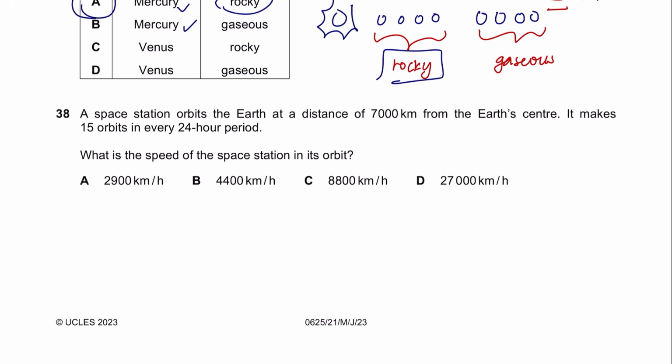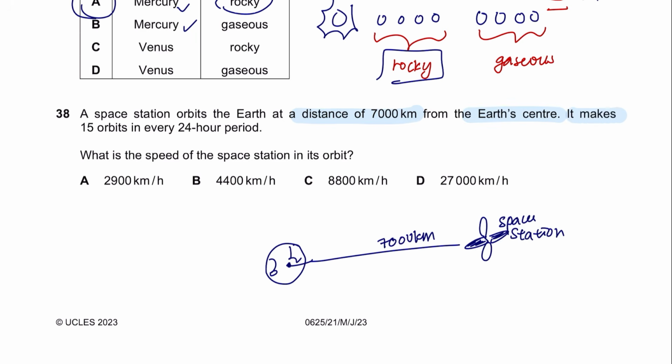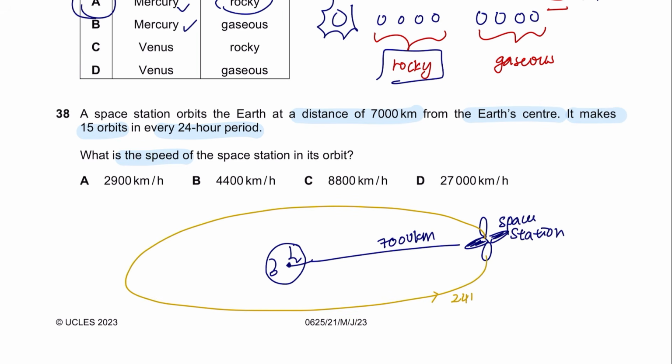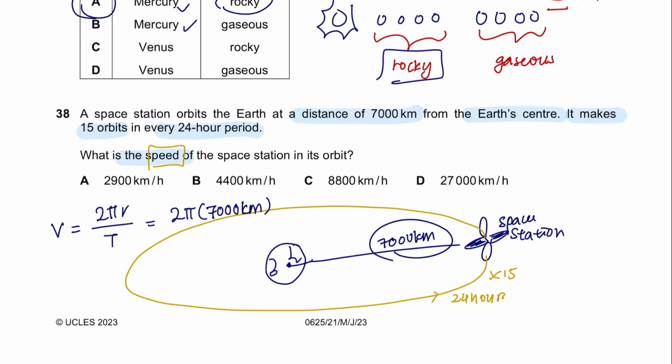38. A space station orbits the Earth at a distance of 7,000 km from the Earth's center. It makes 15 orbits every 24-hour period. What is the speed of the space station in its orbit? So it says that it takes 24 hours to complete 15 orbits. They want us to calculate the speed. You have to know your formula for this, which is v equals 2 pi r over t. We know that the radius is 7,000 kilometers, so I will put 7,000 kilometers here.